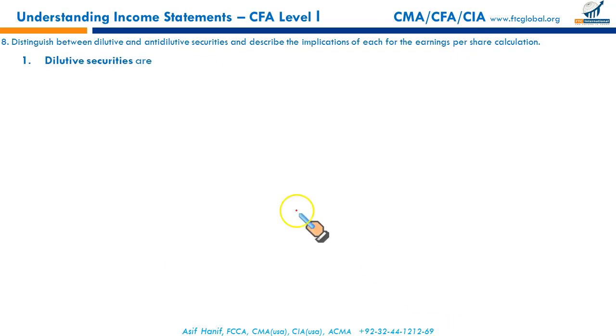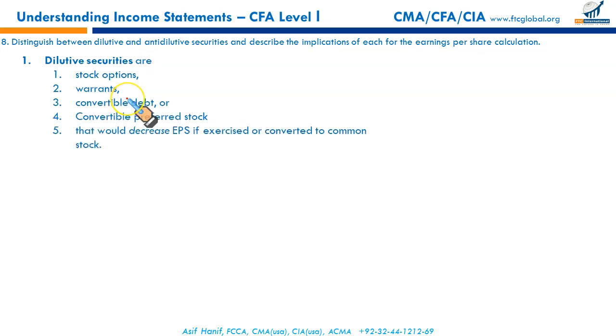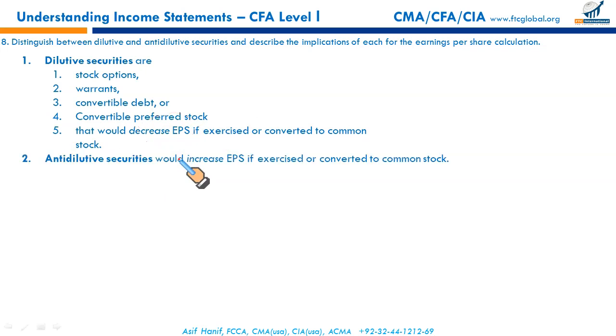Distinguish between dilutive and anti-dilutive securities and describe the implication of each for the earnings per share calculations. Dilutive securities are stock options, warrants, convertible debt, and convertible preferred stock that would decrease your EPS if exercised or converted to common stock. These are called dilutive securities. Anti-dilutive securities would increase EPS if exercised or converted to common stock.